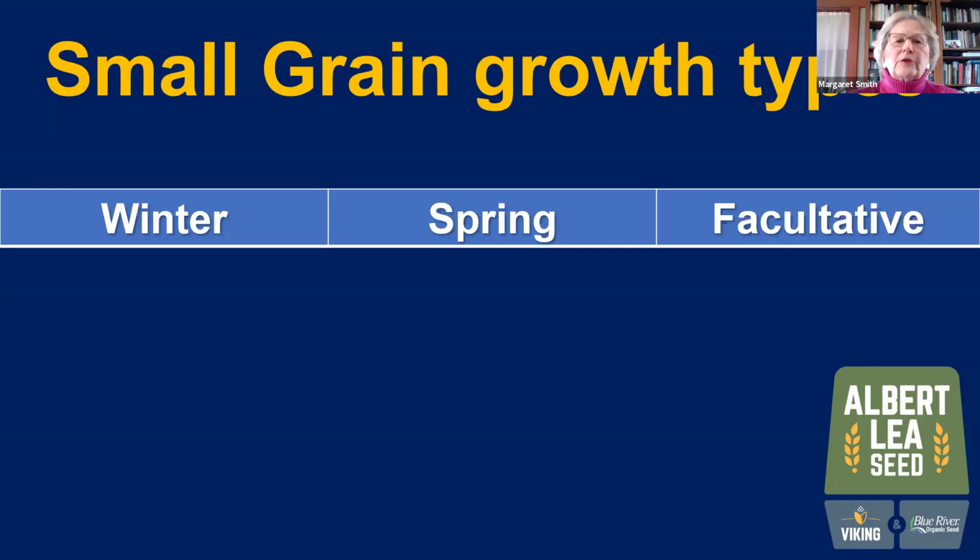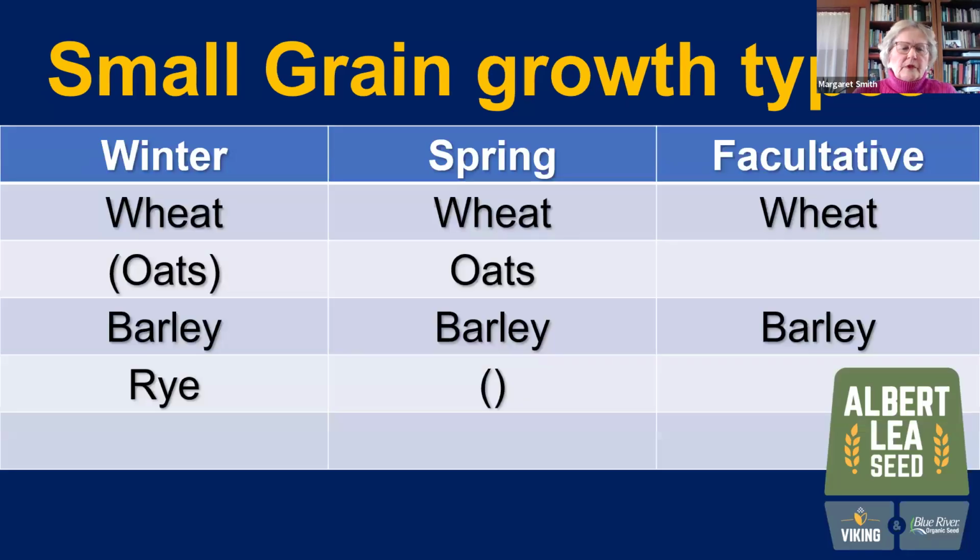So basic small grain growth types. We have winter types, spring types, and facultative types. We have winter wheat, barley, and winter rye. There is a winter oat that overwinters in the southern U.S., but does not overwinter in the upper Midwest. Spring types are wheats, oats, and barley, as you're aware of. And facultative types means that they do not need cold temperatures for vernalization.